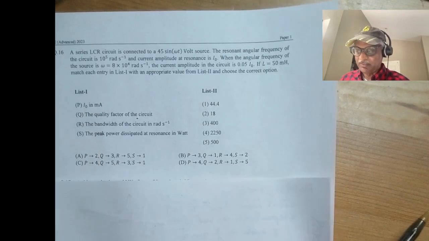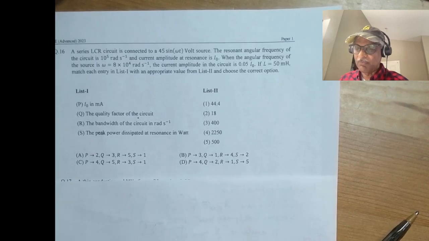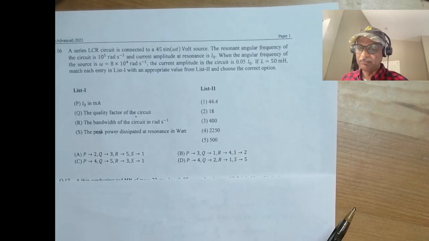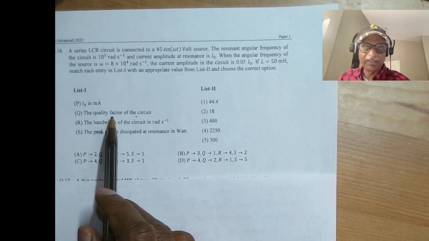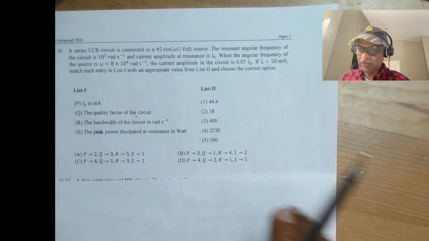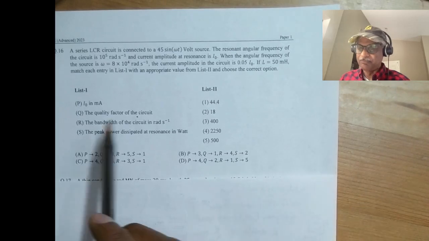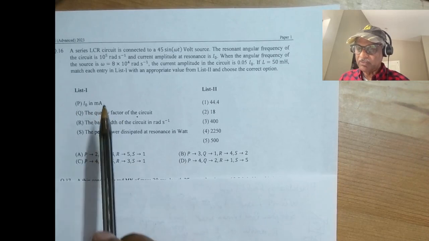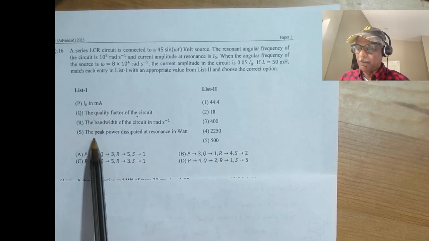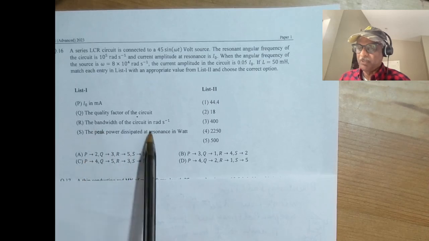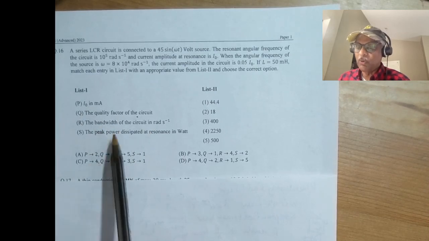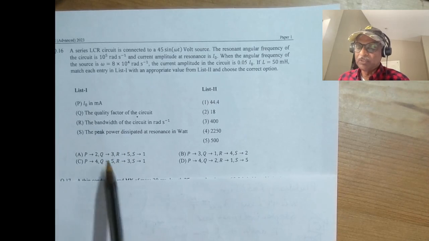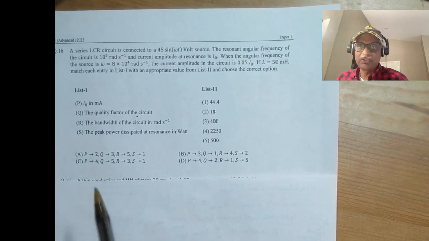However, if I didn't know the quality factor formula exactly, but I could calculate I0 or peak power, whatever, bandwidth, I'll go and calculate those things. That will narrow it down. All right. So there are two strategies.